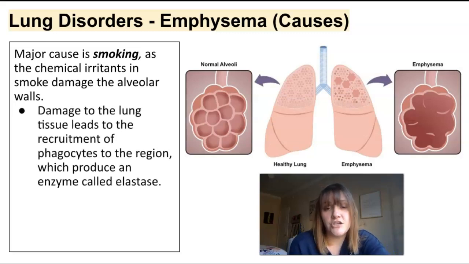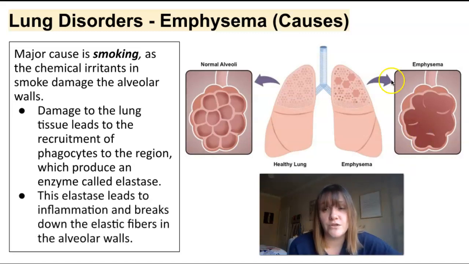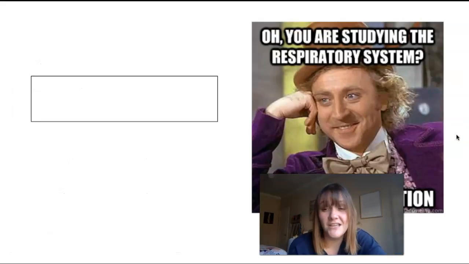Damage to the lung tissue leads to the recruitment of phagocytes to the region, which we learned about in the immune system. The phagocytes go and start to attack the damaged lung tissue and create an inflammatory response trying to solve the problem. But what it actually ends up doing is creating these really large airspace holes. It basically breaks down those alveolar walls and creates these large air sockets, which make it really difficult to breathe. Not fun.